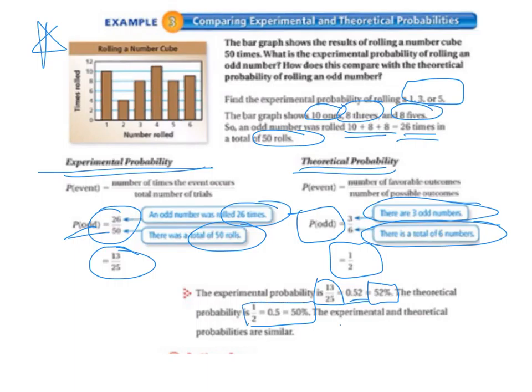The experimental and theoretical probabilities are similar. They're not exactly the same, but they're similar. So our experimental probability was slightly higher. We got just about 2/100ths higher with our experimental probability than we did with our theoretical probability.